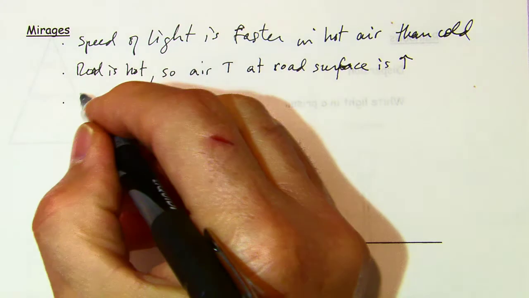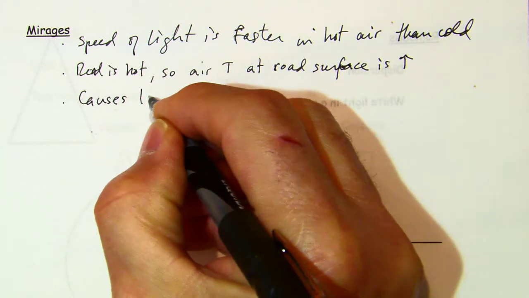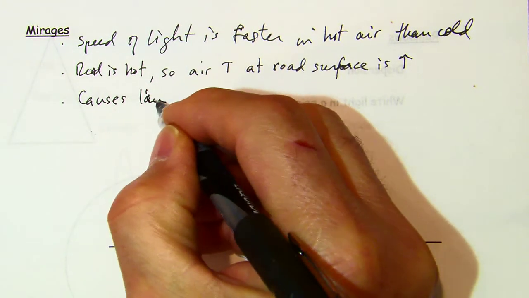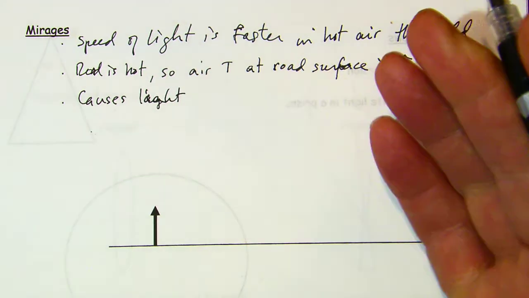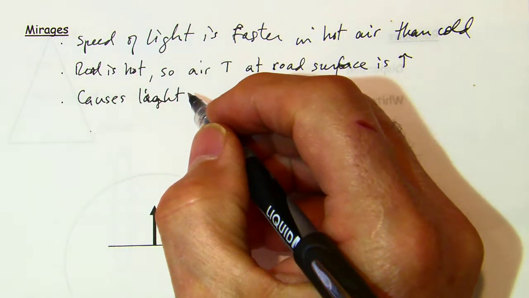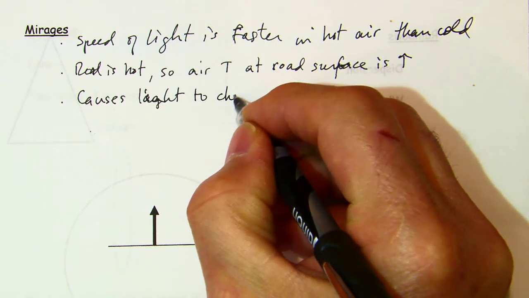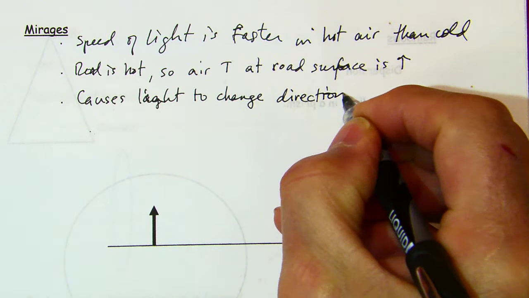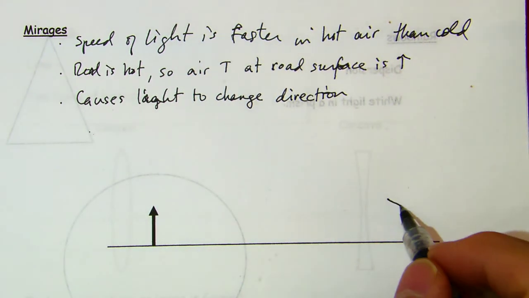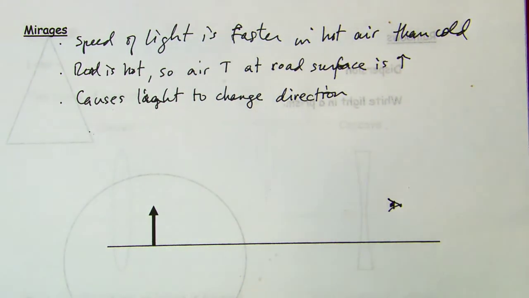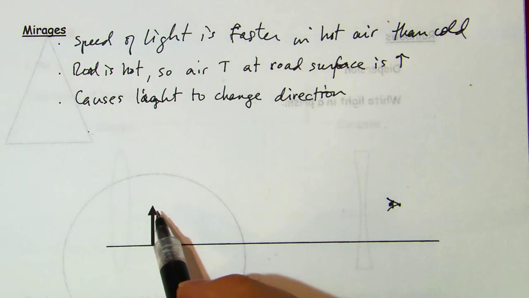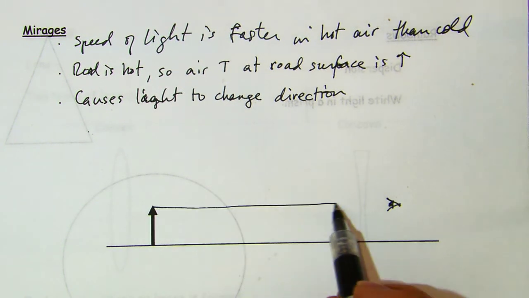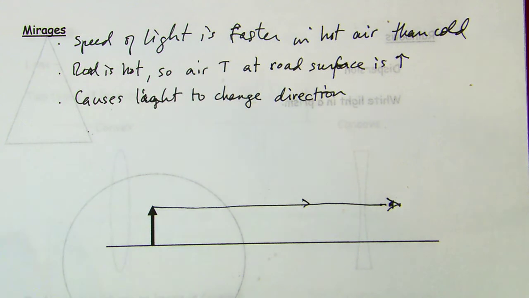This causes light to change direction. If you recall, when you change media, and different temperatures of air are different media, it will make the light change direction. Okay, this is refraction. So let's assume that you're over here and you're looking at the infamous arrow that we always look at. This light is going to travel from here, go right into your eye, and you're going to see the arrow.